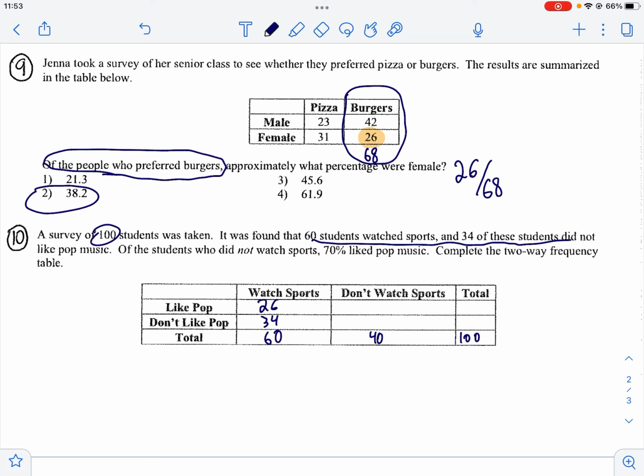The last piece of information we're given is that of the students who do not watch sports, that's 40 people, 70% like pop music. So if we multiply 40 times 0.7, we'll end up with the number of students who don't watch sports but like pop music. And that is 28. That means that 30% of 40, so 40 times 0.30, will give us 12, and together those add to 40. We'll add across to find the total who like pop is 54, and the total who don't like pop is 46.